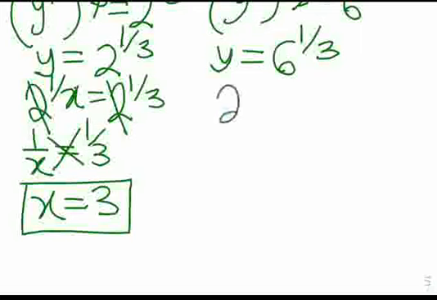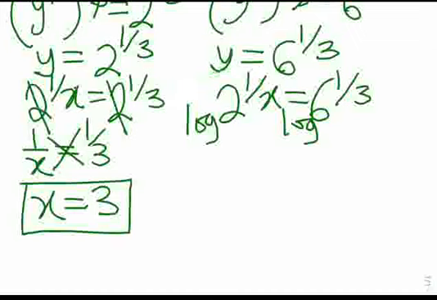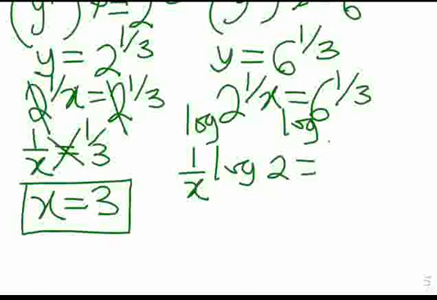By this other side, 2 raised to the power 1 over x is also equal to y, and y is 6 raised to the power 1 over 3. How do we solve for x? From this side, I'm going to take log of both sides. From the law of logarithm, can you remember that this power can cross to this other side? And then we're going to have 1 over x log 2 equals log 6. The 1 over 3 will also cross the same way this one crossed.